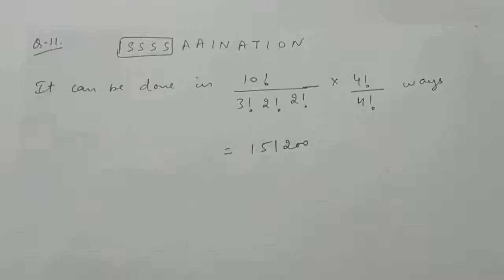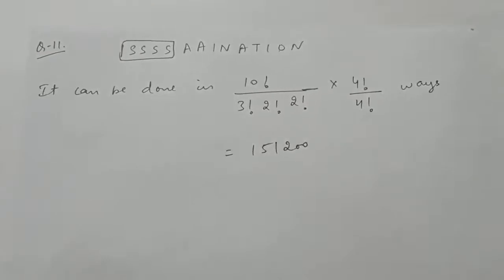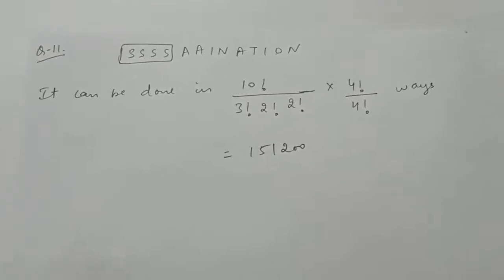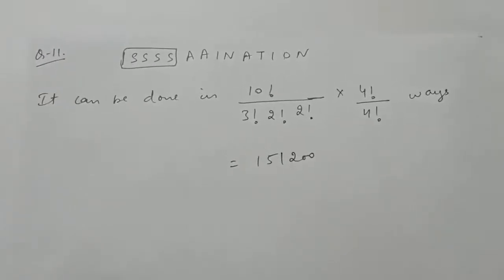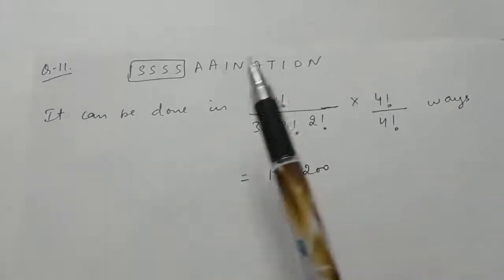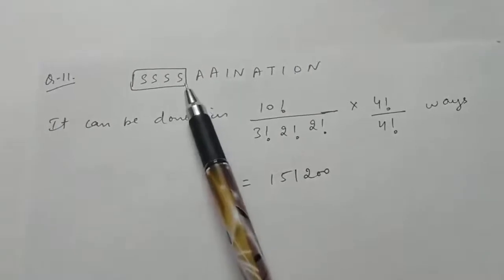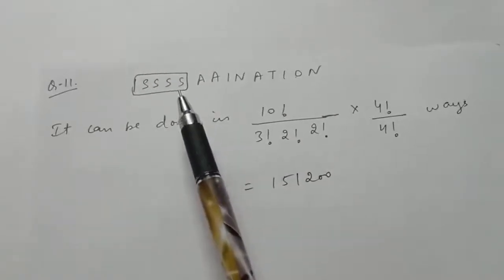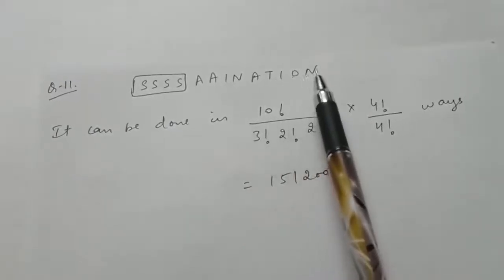Okay. Now question number 11 is, in how many ways can the letters of the word assassination be arranged so that all the S come together? So we want all the S to come together, therefore let this word consisting of all the S be one letter. Now 1, 2, 3, 4, 5, 6, 7, 8, 9, 10.